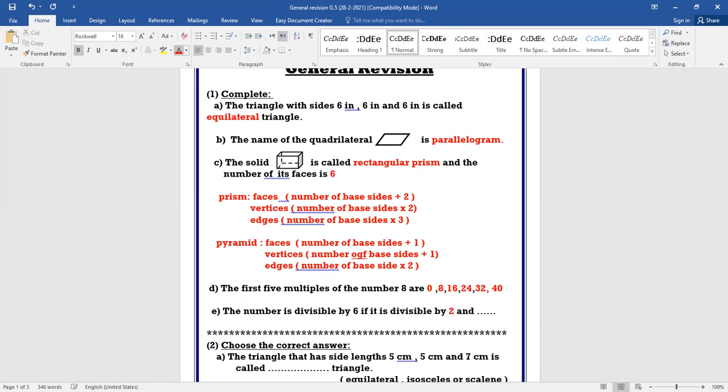A number is divisible by 2 if it is an even number. What is the meaning of even number? If the ones digit is 0, 2, 4, 6, or 8. The number is divisible by 5 if its ones digit is 5 or 0. The number is divisible by 10 if its ones digit is 0. The number is divisible by 3 if the sum of its digits is divisible by 3.